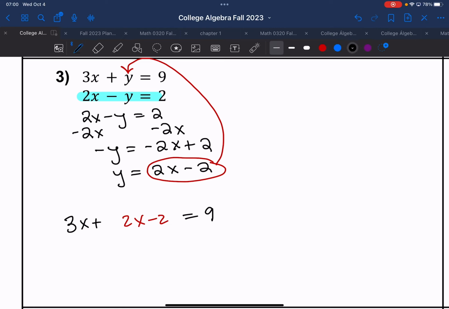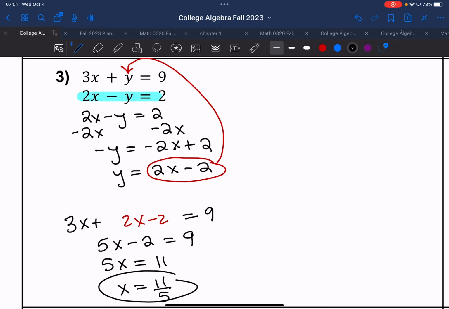So from here, we're going to have to combine like terms. So what are the like terms we have on the left side? 3x and 2x gives us 5x. Bring down the minus 2, bring down the 9. Then what are we going to do? Add 2, so we have 5x is equal to 11. And then when we divide by 5, we get x is equal to 11/5. Okay, try to keep it as a fraction for as long as possible.